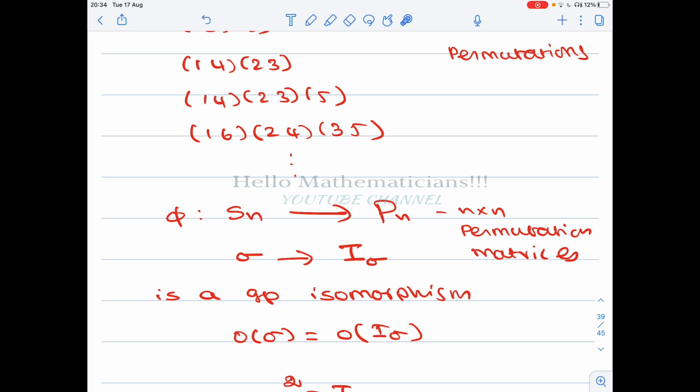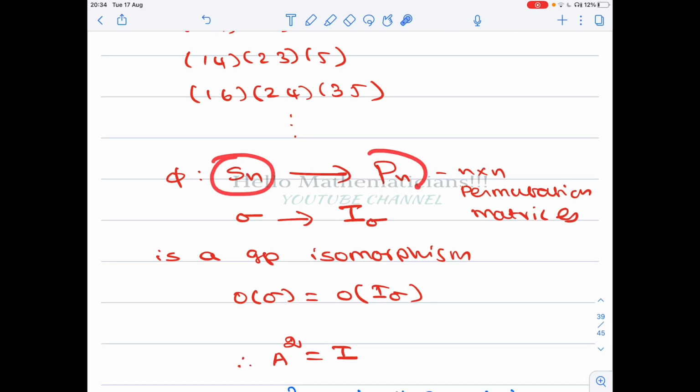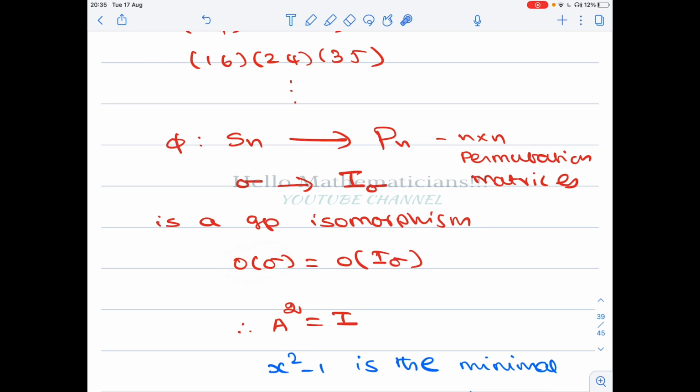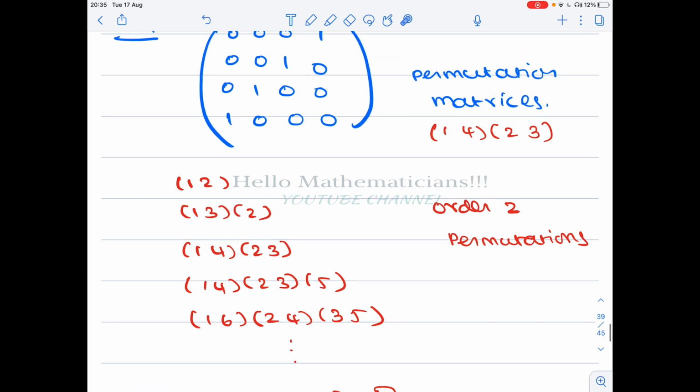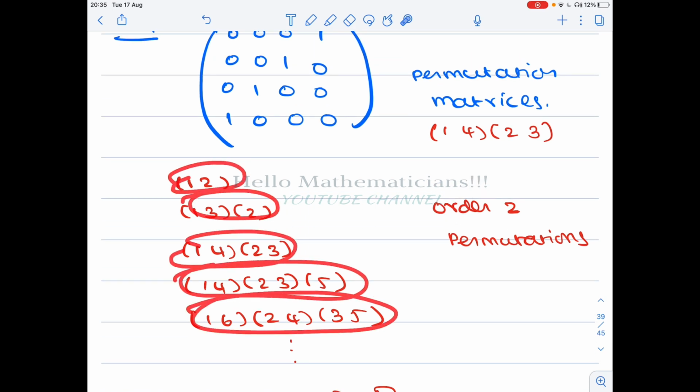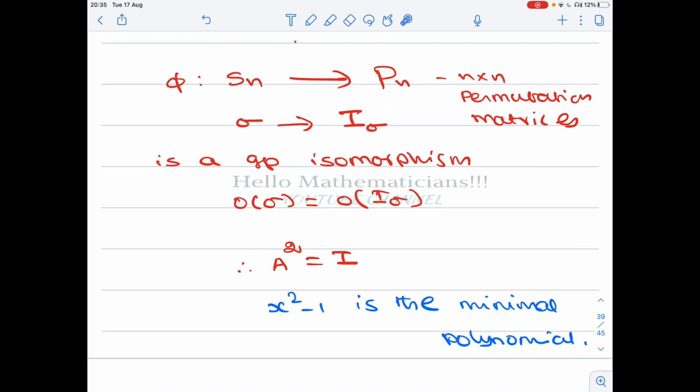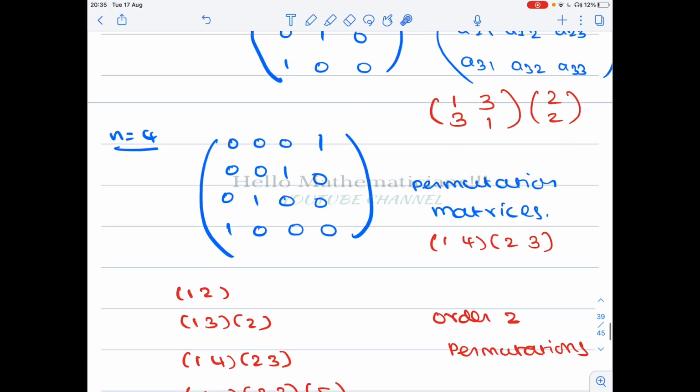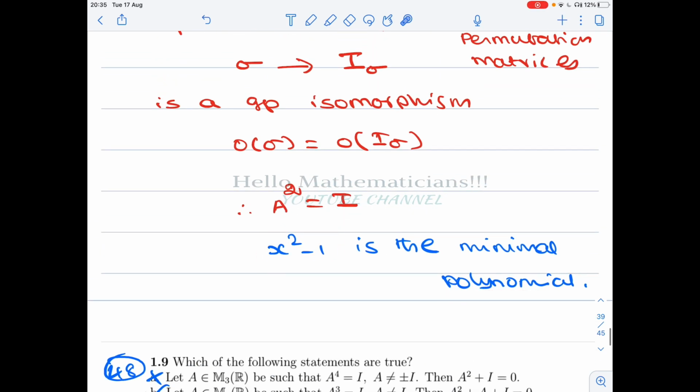Now let's come to the important theory part. From the symmetric group to the set of all n by n permutation matrices, we have a group isomorphism. This is a matrix group with respect to matrix multiplication. You send a permutation to the corresponding permutation matrix. Since they are isomorphic, the order of a permutation is equal to the order of the corresponding permutation matrix, but the order of all these permutations is 2 because they are products of 2-cycles. Therefore all these matrices also have order 2 in this group. That means A squared equals identity. In other words, x squared minus 1 is the minimal polynomial. Note that x squared minus 1 should be the minimal polynomial because the minimal polynomial of A divides all the polynomials satisfied by A.